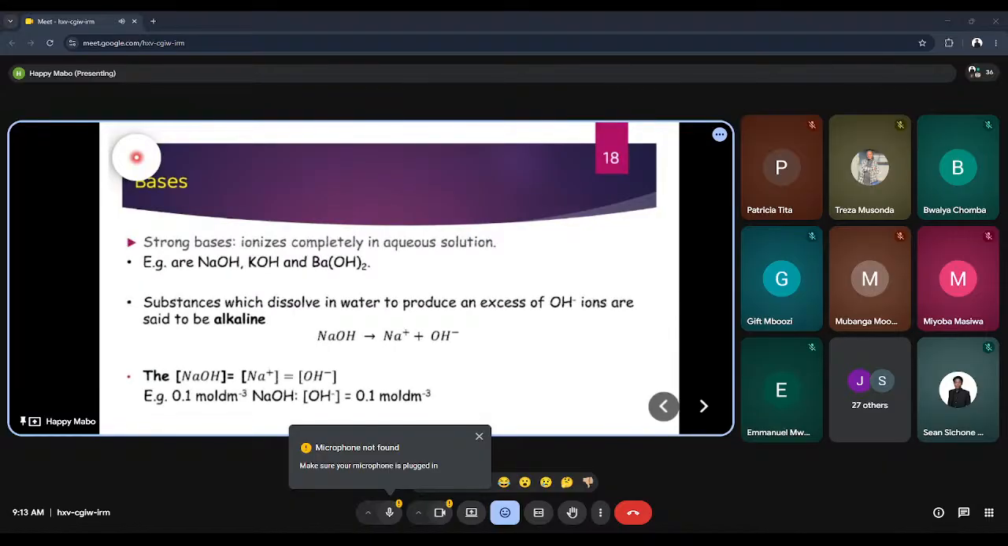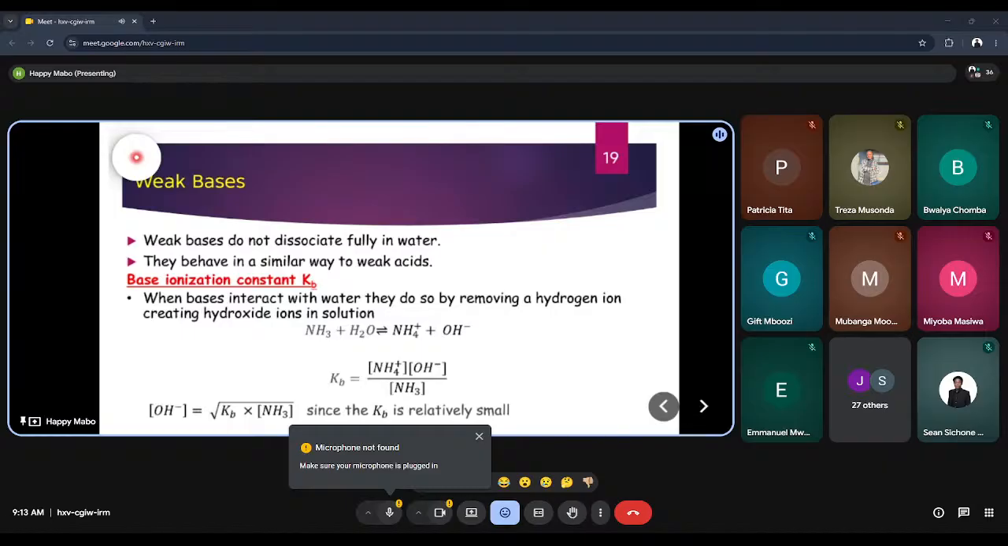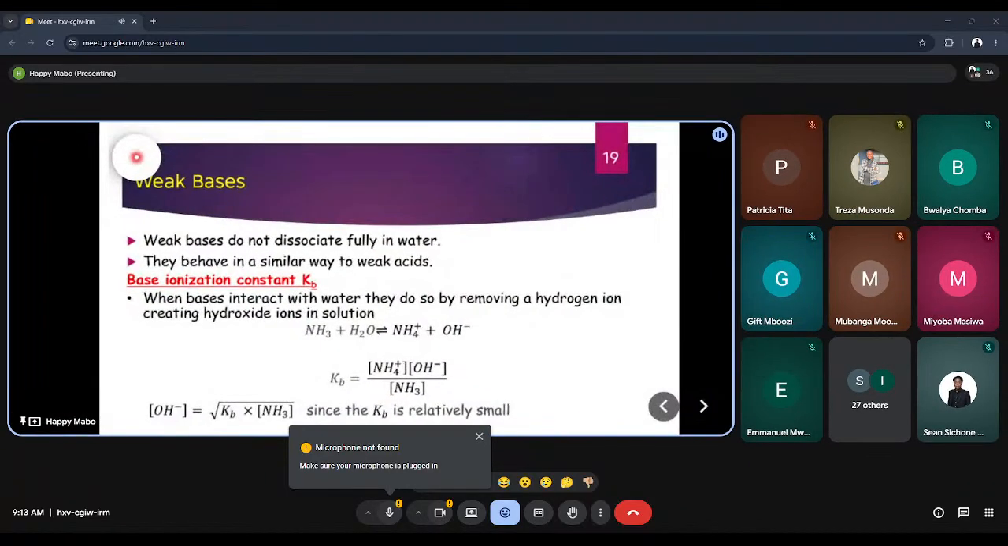Weak bases would be treated in the same manner as we do treat weak acids. I did talk about this in the previous session, or if I did not, you notice that we have got another constant that we call the Kb. So the Kb constant is the base ionization or base dissociation constant.